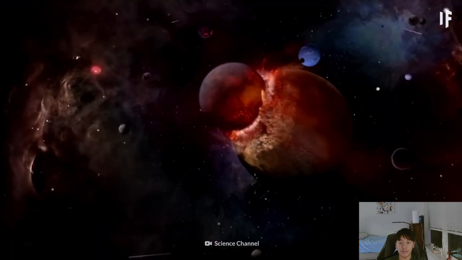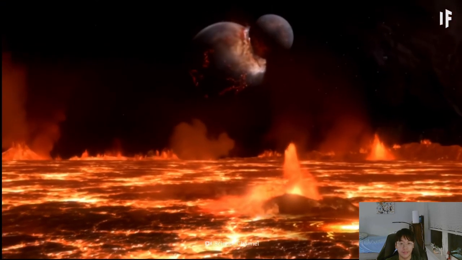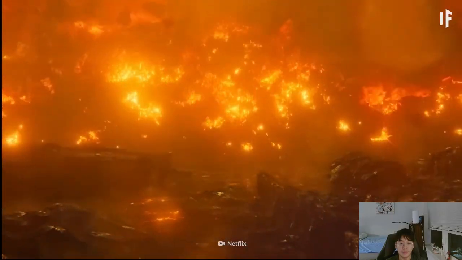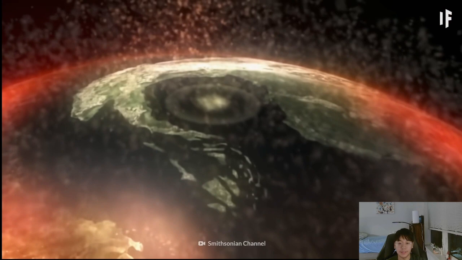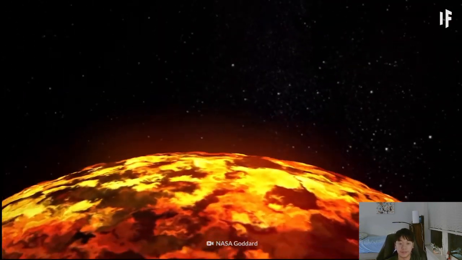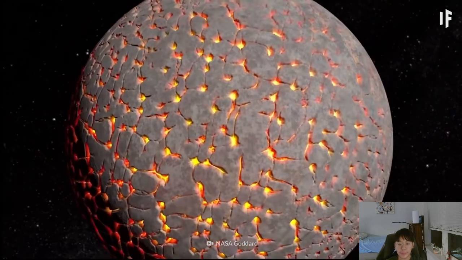Theia, a planet the size of Mars, slammed right into our young world. This epic collision threw chunks of matter all around Earth's orbit, and then gravity bound them together into what we know now as the moon.